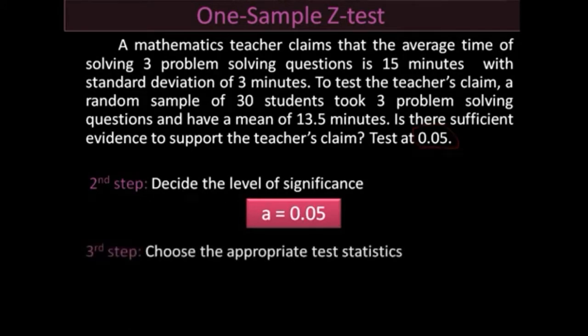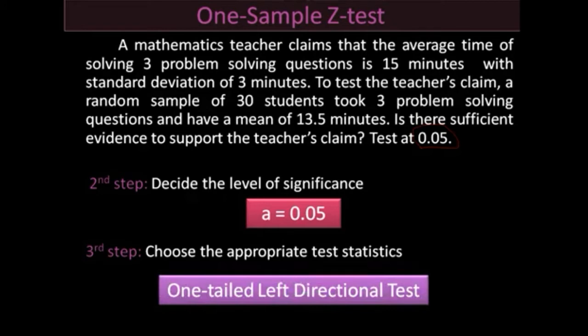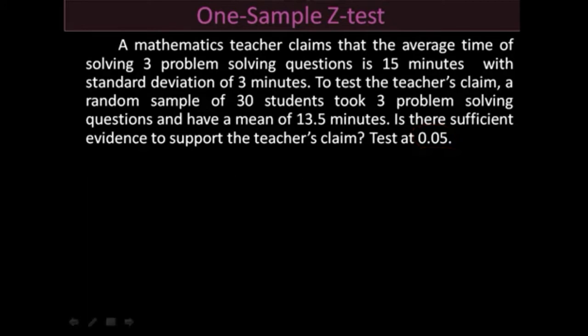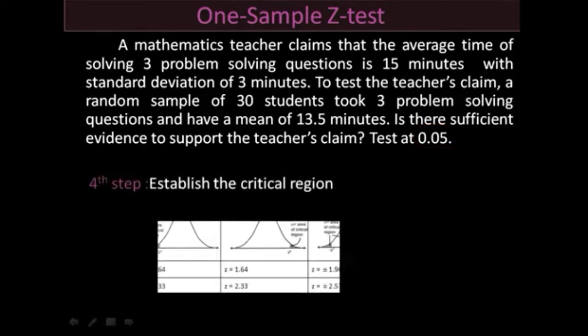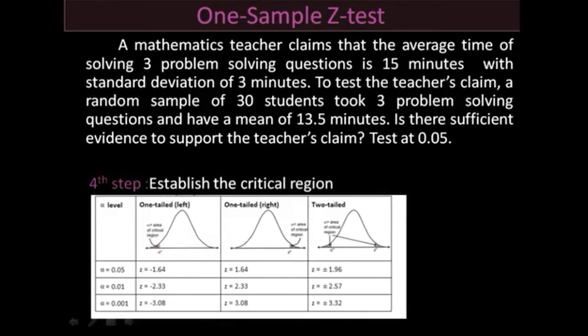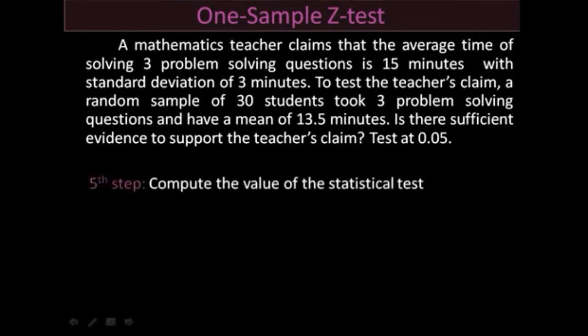Now to the third step. Choose the appropriate test statistics. So we will use one-tailed left directional test because we use less than in our alternative hypothesis. To our fourth step, we will establish the critical region. So since we use one-tailed left with the alpha of 0.05, we will use negative 1.64, seen on the table. In our fifth step, compute the value of the statistical test.